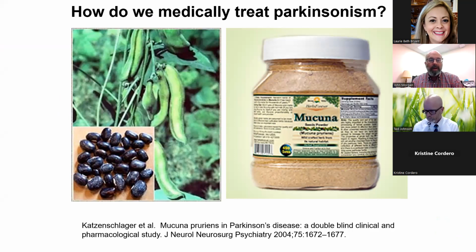Mucuna pruriens is also known as velvet bean or cowitch plant. Ironically, in Indian Ayurvedic medicine, it had been used for years to treat a condition called Kampavata. And Kampavata in the Sanskrit was a condition that sounded a hell of a lot like Parkinson's disease, with slowness, stiffness, hunched posture, things like that. Why is that ironic? Well, in the 1930s, they found that Mucuna pruriens has levodopa in it. And this Ayurvedic remedy was actually shown in a clinical trial by Katzenschlager in 2004 to be better than a pill form of levodopa to treat fluctuations in Parkinson's patients.